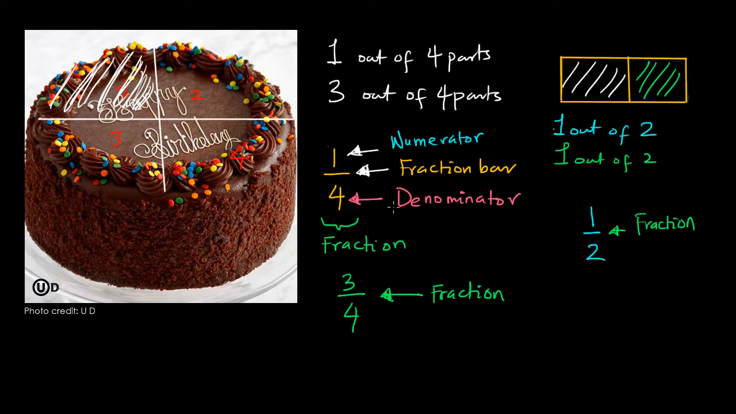Why the denominator? The denominator is the number below the fraction bar. The denominator is just the number of equal parts the whole has been divided into. You notice this is the whole cake here. Now we divided the cake into 4 equal parts. So the denominator is just the number of equal parts the whole cake has been divided into. Now the whole cake has been divided into 4 equal parts, so it means the denominator is 4. So these are fractions.